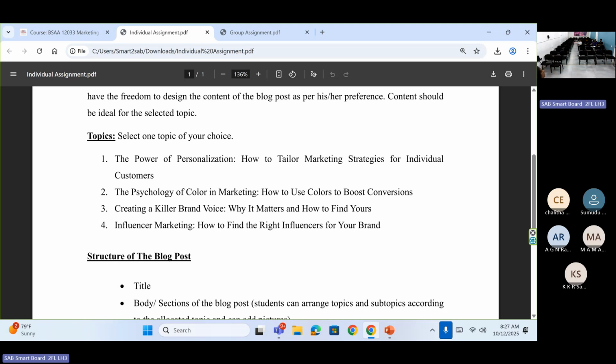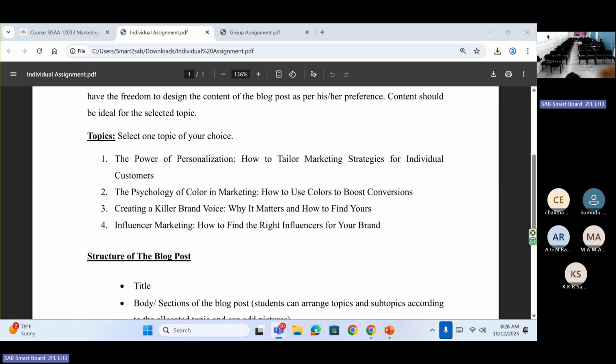There is no word count, just the page limitation. And there are no formatting guidelines. And you don't have to include any references or citations, not needed, right? You can just include your content, pictures, images. So that's the individual one.